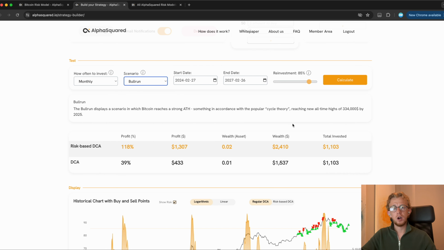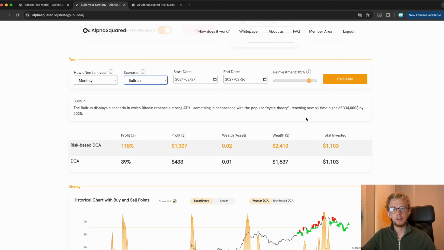Finally, let's briefly cover how simulations work in the strategy builder and how they can be used to forward test your strategy. The simulations project Bitcoin price trajectories into 2027. We have three different scenarios: bull run, recession, and weak bull run slash crab walk of sorts. These scenarios help you understand how your strategy might perform under different market conditions, making it more robust and better prepared for various possible futures.